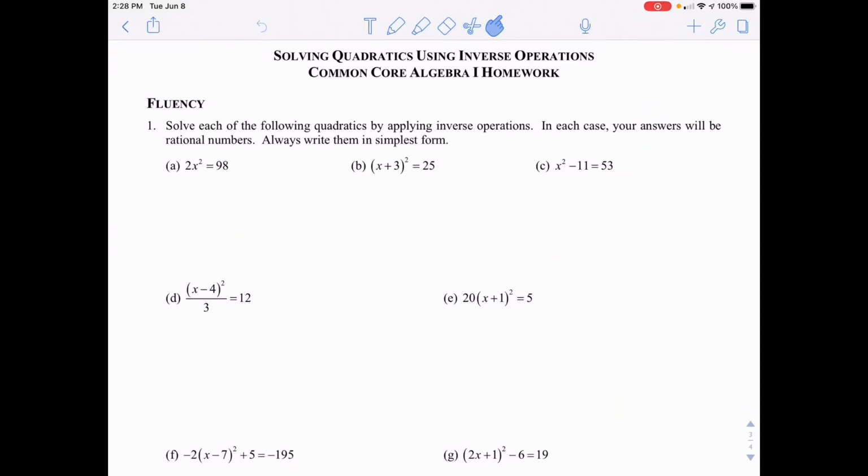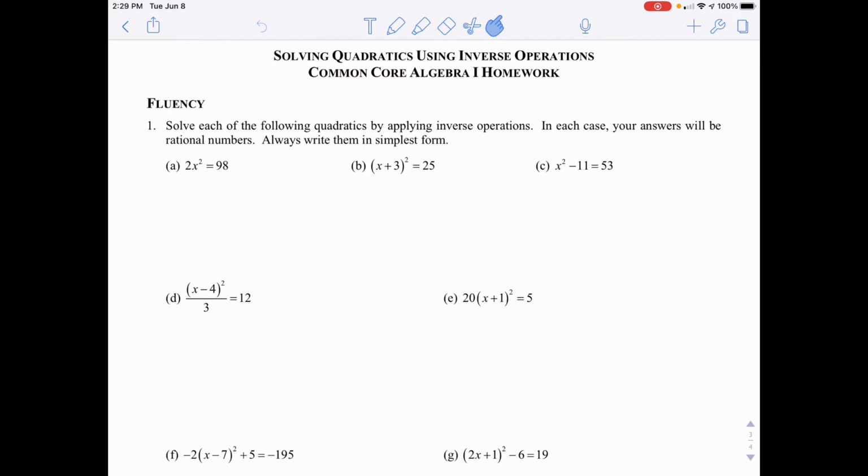Hello and welcome. In this video, we're going to be reviewing the solutions to the homework for Unit 5, Lesson 3, using inverse operations to solve quadratics. Let's take a look. Remember to pause or rewind the video as needed.